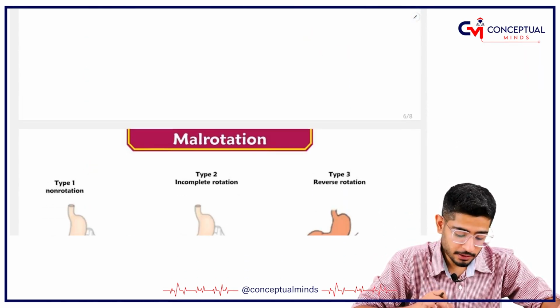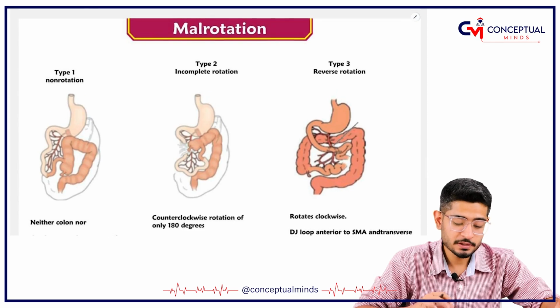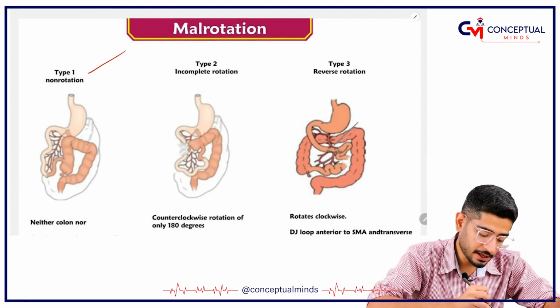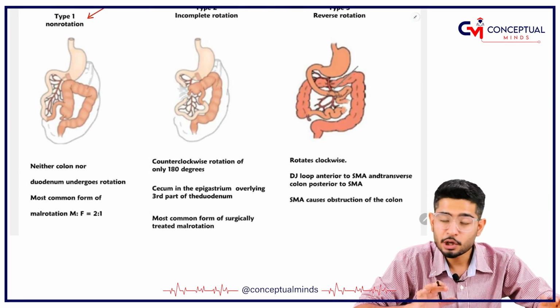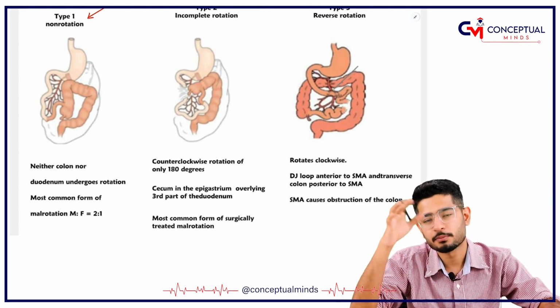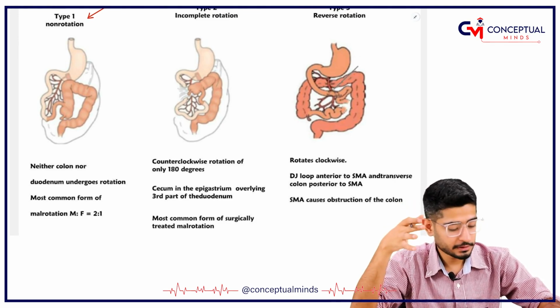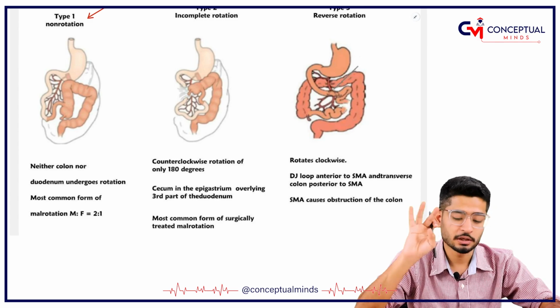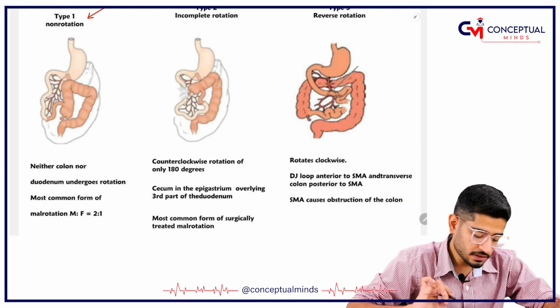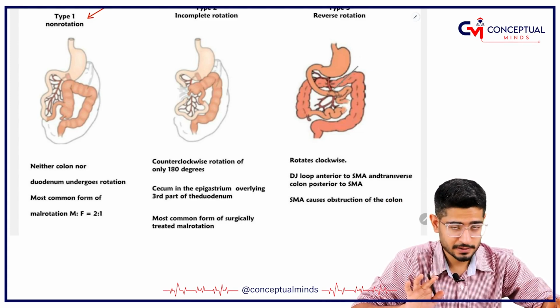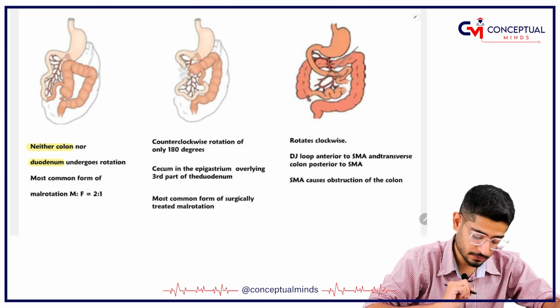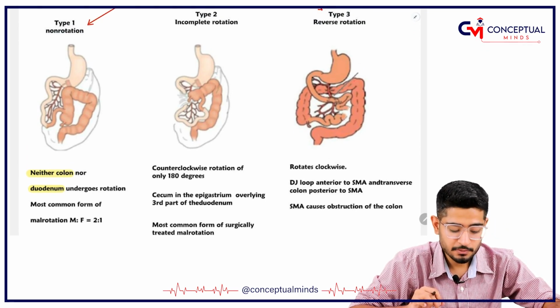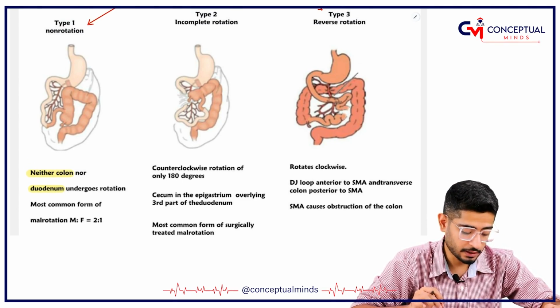Now, what is important in malrotation? Please understand, malrotation is abnormal rotation. This abnormal rotation can be a non-rotation, an incomplete rotation, or a reversed rotation. I am not going to discuss embryology now. My whole focus is on non-rotation, incomplete rotation, and reverse rotation. Non-rotation means no rotation has occurred. That's why neither the colon nor the duodenum undergoes rotation. Because the colon and duodenum are not undergoing rotation, this is called non-rotation.